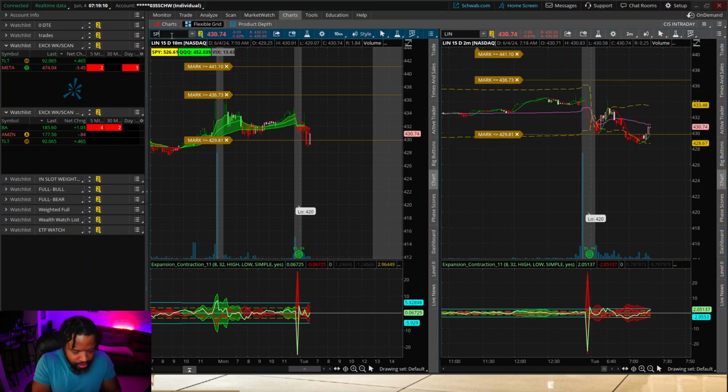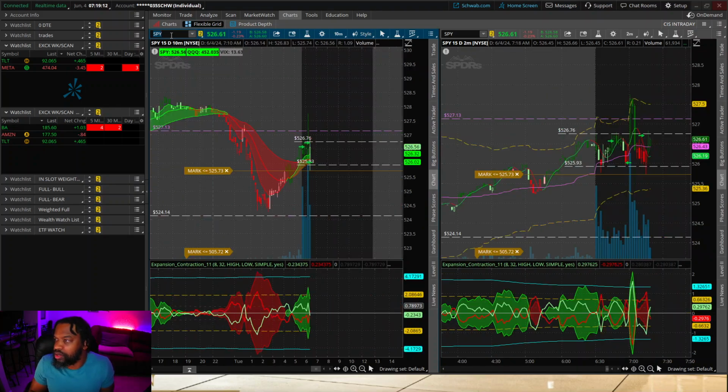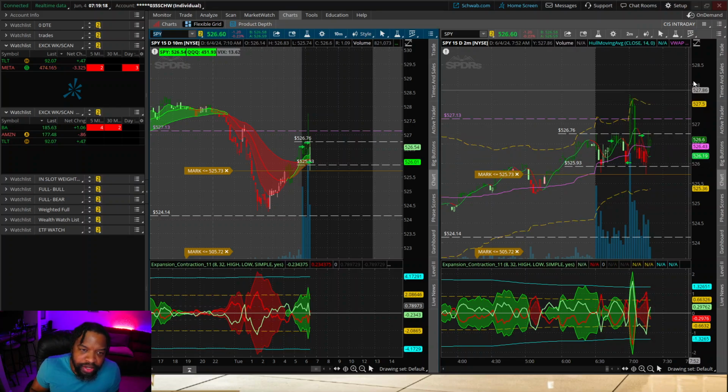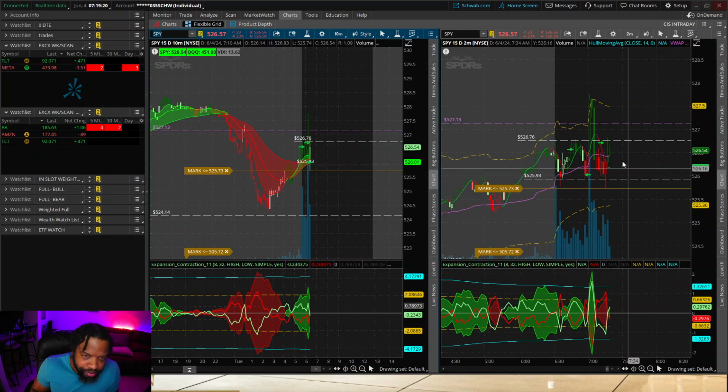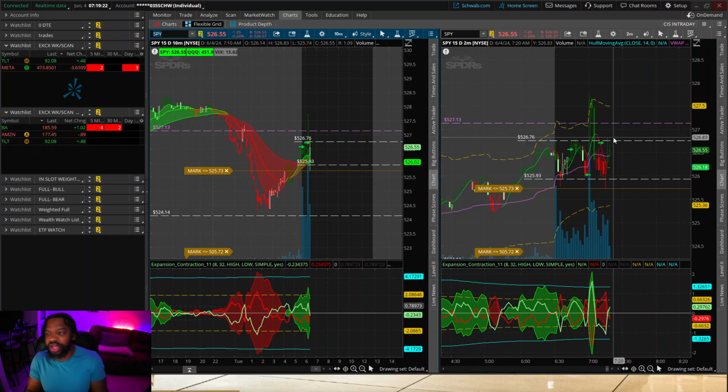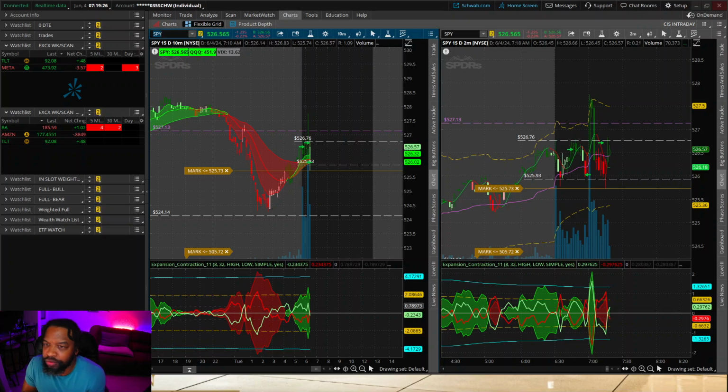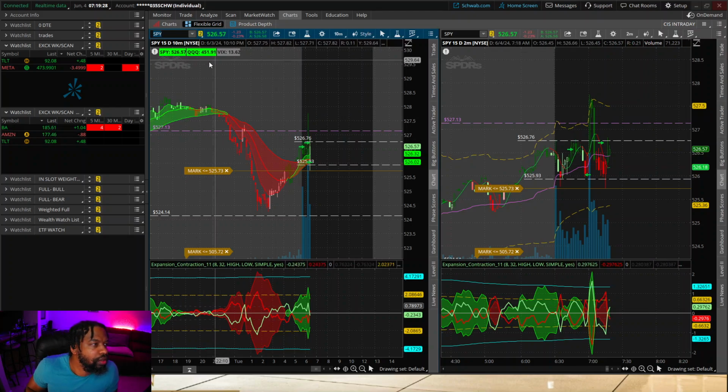Let's go back to SPY. Just rotating inside here. Ideally, you'd want to see a break retest of that range, but at the top, we'll do it for you guys. What else we got? Boeing.